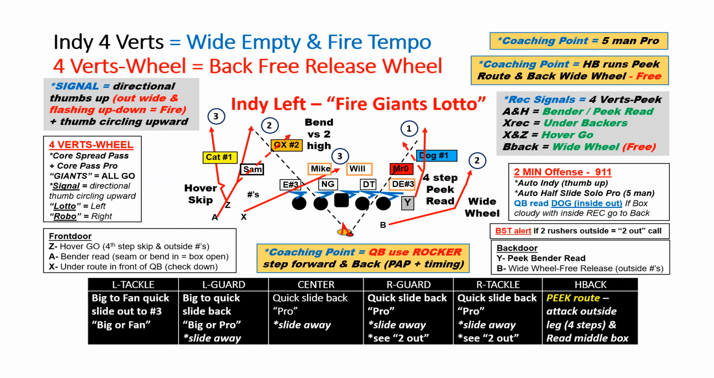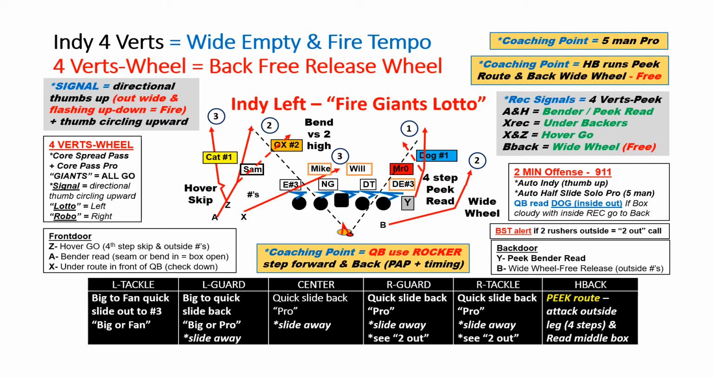We always want to be able to stretch the field vertically in any of our concepts. So our 4 verts out of the Indy package is going to be a free release by the B-back running the wheel up the sideline. The Y still runs his bender read, and then we'll be able to do nice switches with the A and the Z, and the X doing the check down in the middle.